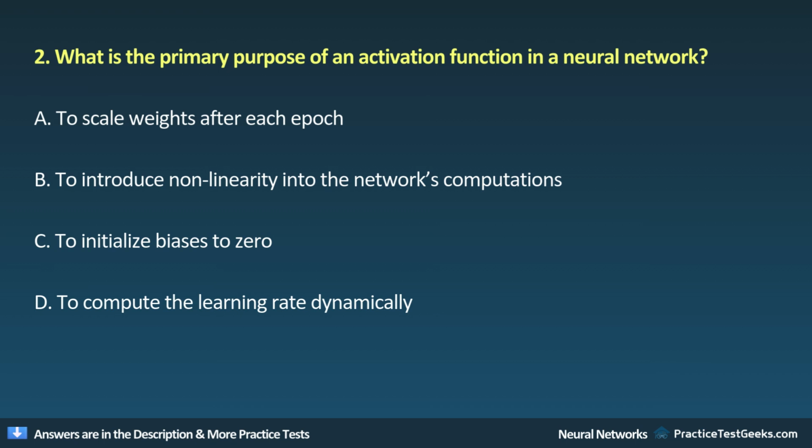2. What is the primary purpose of an activation function in a neural network? A. To scale weights after each epoch. B. To introduce nonlinearity into the network's computations. C. To initialize biases to 0. D. To compute the learning rate dynamically.